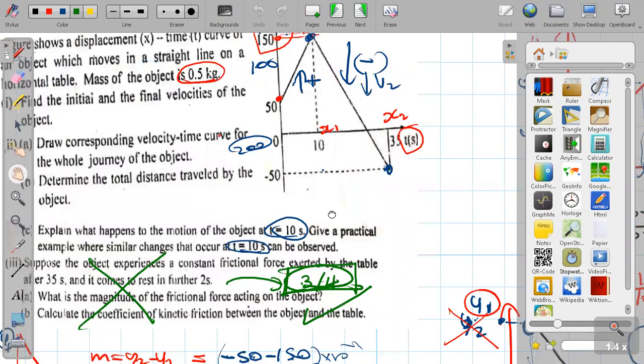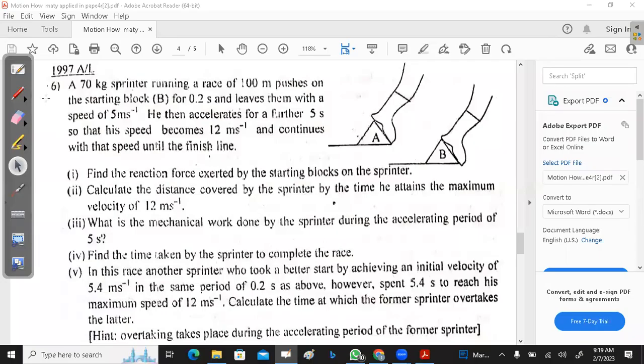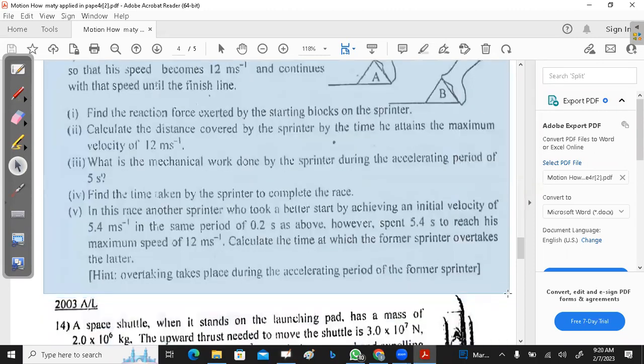So this one was discussed, no? Now let me know whether we did this one or not. I remember doing this recently, but I don't remember exactly whether we did or not.